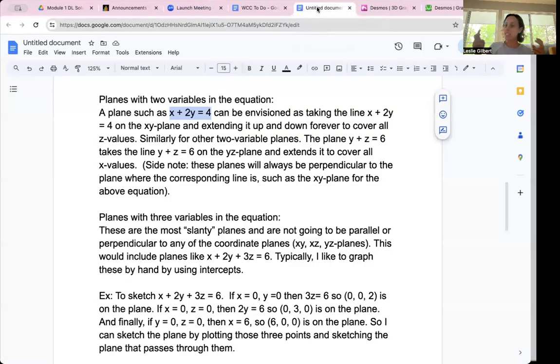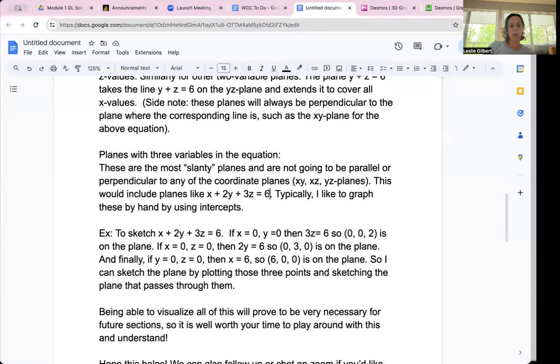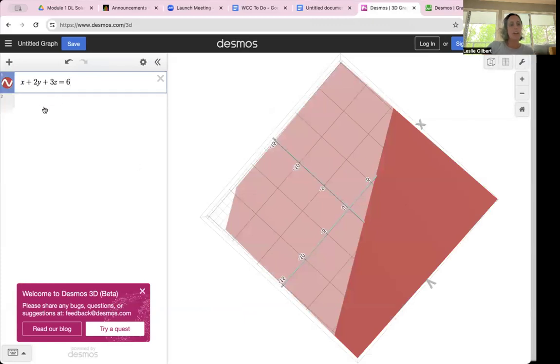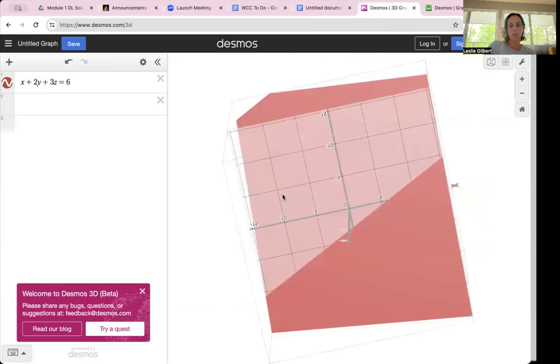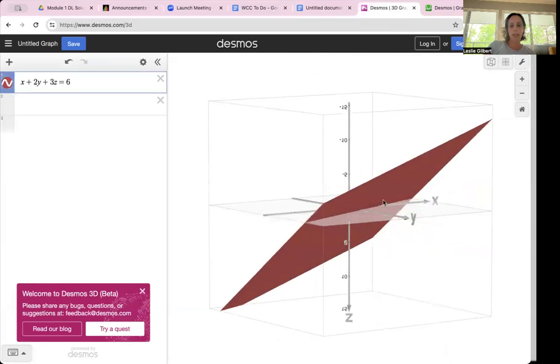So the slantiest planes of all are the ones with 3 variables in the equation. So a nice example of that would be something like this: x plus 2y plus 3z equals 6. And with that, when we have the graph, sometimes it helps to drag and turn it a little bit. You can kind of see where things are.